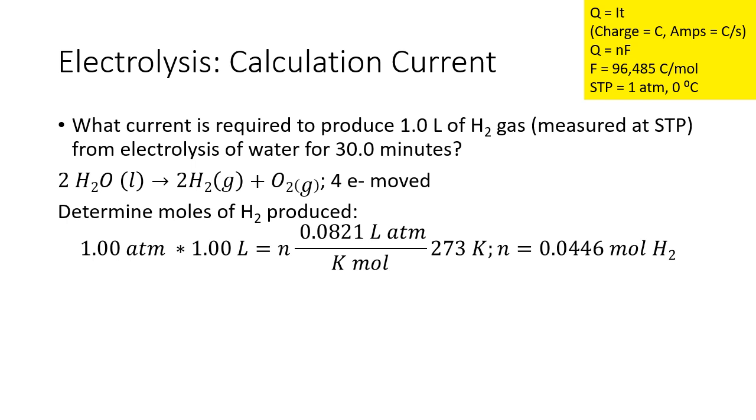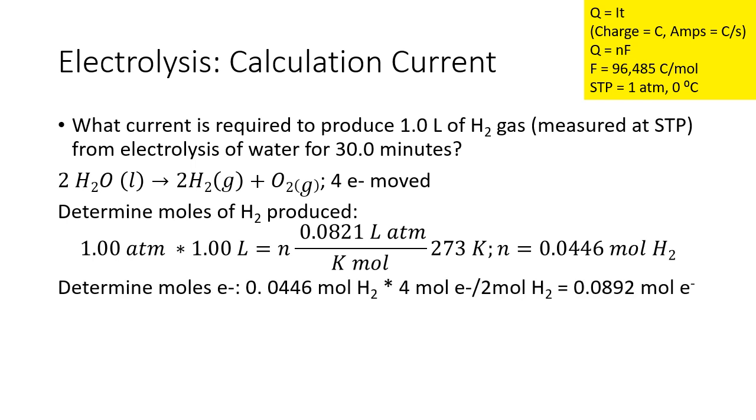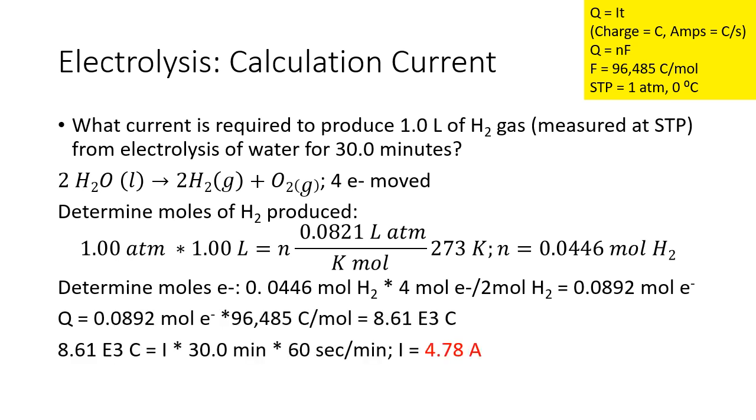We know that for every 2 moles of hydrogen gas we produce, we moved 4 electrons. So we're going to use our stoichiometry. Easy as that. We now know the number of moles of electrons that we moved in order to make that amount of hydrogen gas. We're going to plug that into the Q equals nF, and we get 8.61 times 10 to the third coulombs. When we plug that into Q equals It, we need to make sure that our 30 minutes is converted to seconds because our current is going to be in amperes, which is the coulomb per second. When we do that, we get 4.78 amperes of current are necessary in order to produce 1 liter of hydrogen gas from electrolysis of water running for 30 minutes at STP.